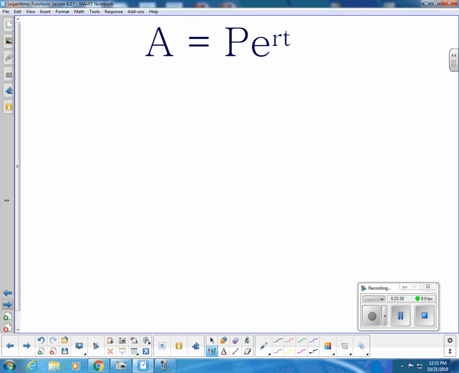We want to rewrite this in terms of rt. We want to get the rt by itself. Okay? So what's the first thing we've got to do? Get rid of the P. So we're going to divide by P. And I always like to have my base on the left, so I'm going to rewrite this so the e to the rt is on the left.